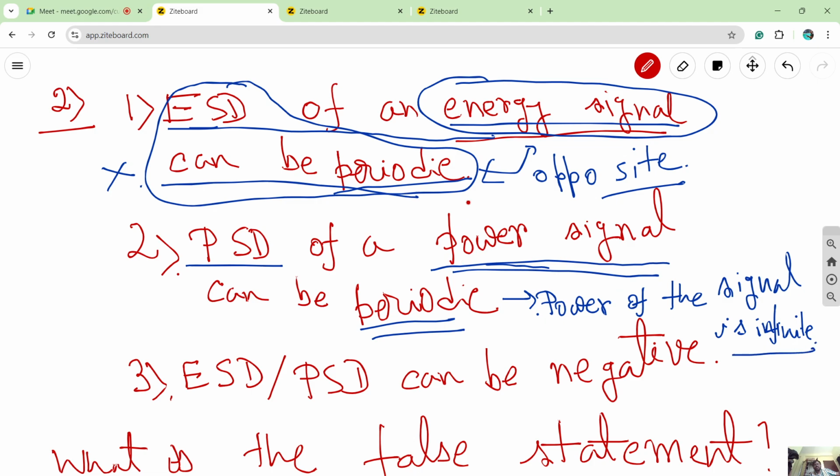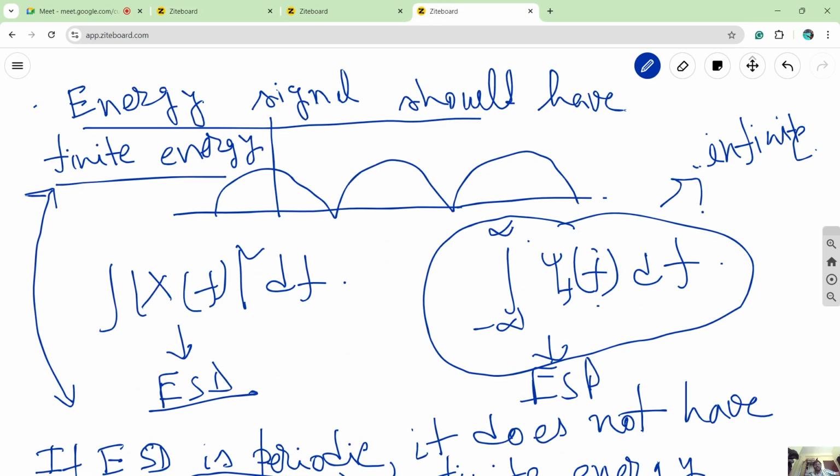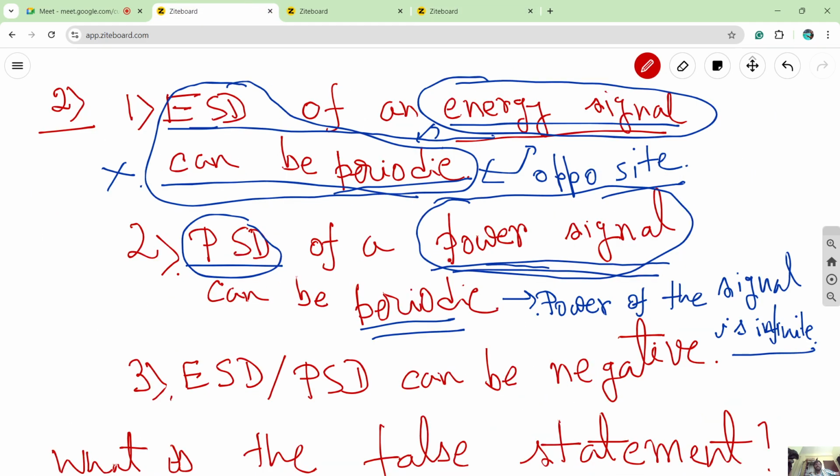This is because we are talking about a power signal now, not an energy signal, and we are talking about PSD. So from this similar intuition, we can say that the power of the signal will become infinite. Just like for ESD, if it is periodic, for an energy signal the energy becomes infinite. Similarly, for a PSD and power signal, this becomes infinite.